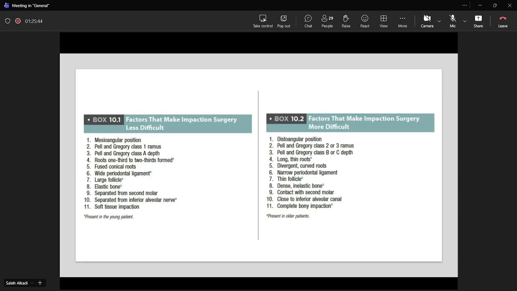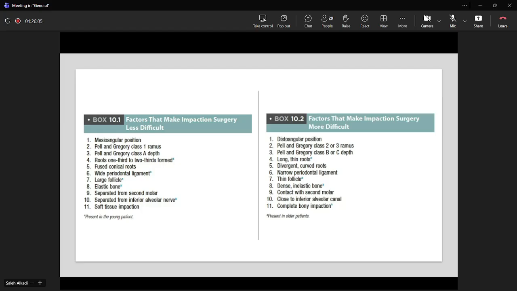Now, these two boxes are just to summarize the factors that make extraction of the lower third molar less difficult or more difficult, based on the classification we mentioned earlier in the radiograph.